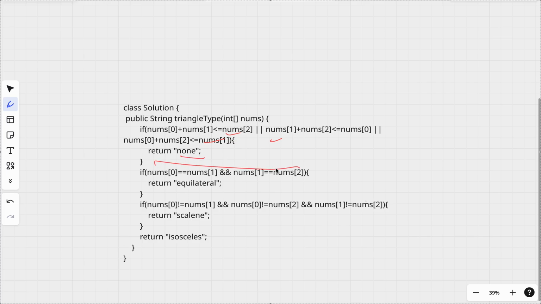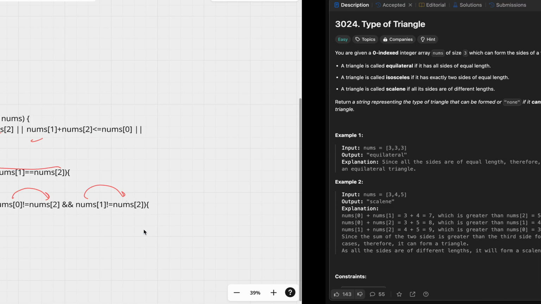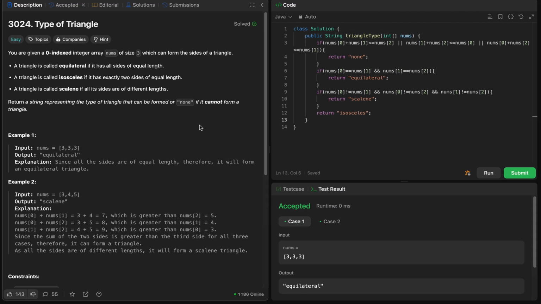If all three are equal, then straight away return equilateral. If none of them are equal to each other, such that nums0 is not equal to nums1, nums0 is not equal to nums2, and nums1 is not equal to nums2, then we return scalene. And after that only one is remaining, which is isosceles. We can straight away return isosceles after that. So this is the question and this is the solution.